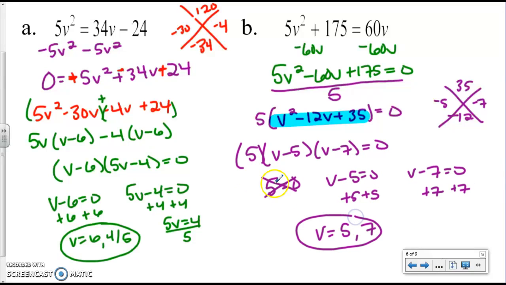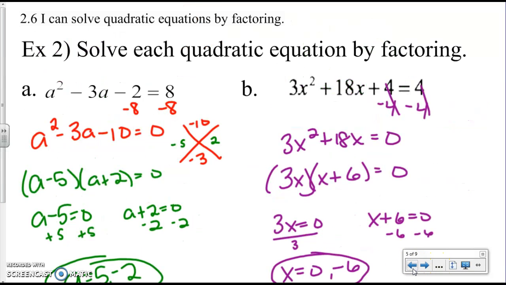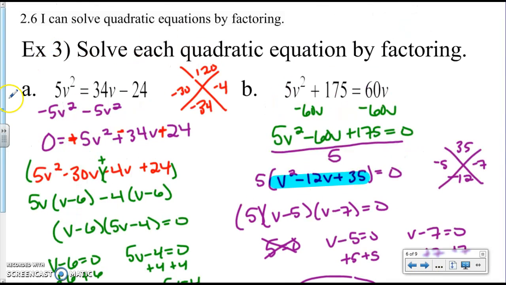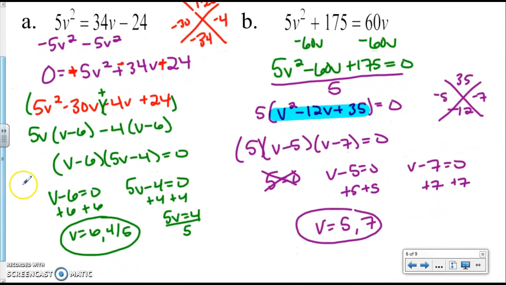Now the reason I didn't solve this one, but I did solve this one right here, is because this one has an x with it. So I had 3x there. I can solve if there's an x. If there's not an x left, I can't do anything with it. Okay. That is it.